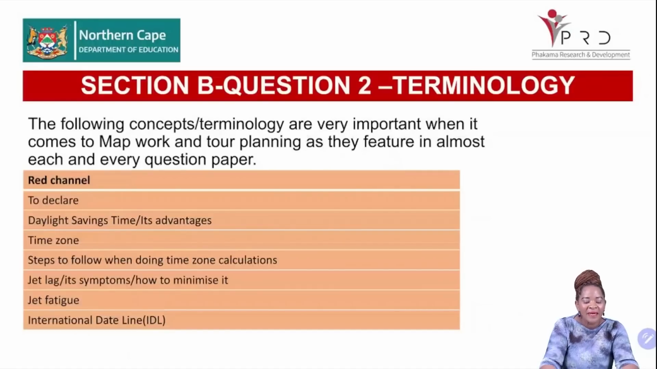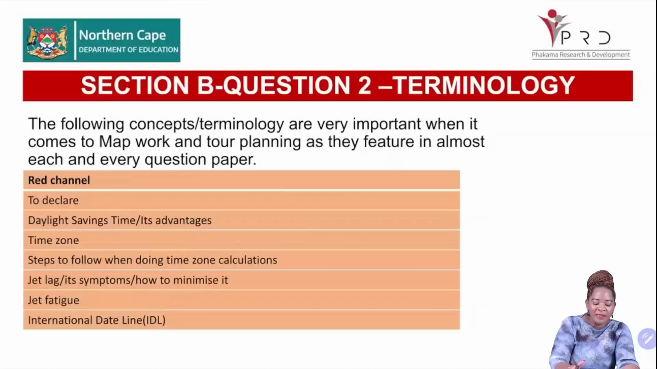Daylight saving time and its advantages. Time zones. Steps to follow when doing time zone calculations. Remember those steps that I used to do with you grade 12 learners. The jet lag, its symptoms and how to minimize it, how to minimize jet lag and how do you get it and what are the symptoms of it. The jet fatigue, what is the difference between the jet fatigue and the jet lag? The international date line or an IDL, what is that? Where is it located on the map?